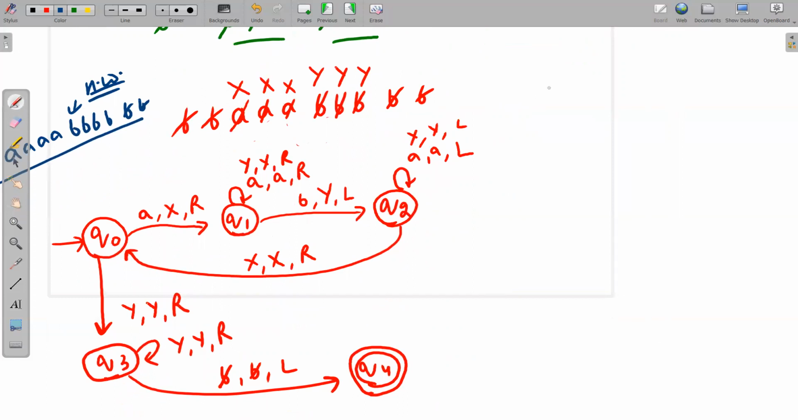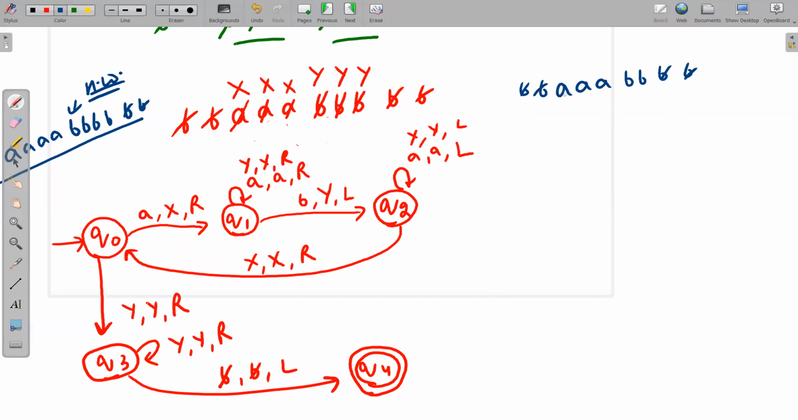Let me show you a string like triple A double B. What will happen? Just try to figure it out. Please pause the video and try it yourself, and then I will explain. I hope you have paused the video and tried it yourself. Now I am going to explain.